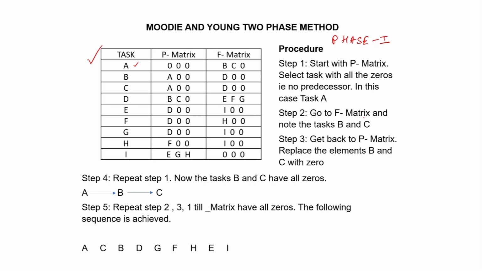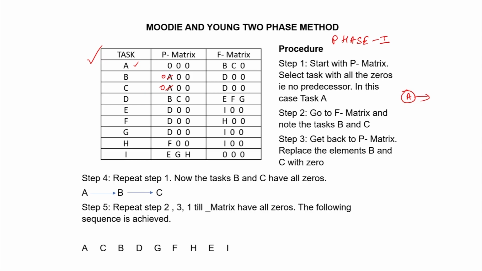Go to the F matrix and note the tasks B and C. So, we will locate task A as the first task. We find it has no predecessor. So, we will locate it here and then we will go further. Now, go to the F matrix and note the tasks B and C, and get back to the P matrix, replace elements B and C with 0. So, this is going to be replaced with 0, this is also going to be replaced with 0.